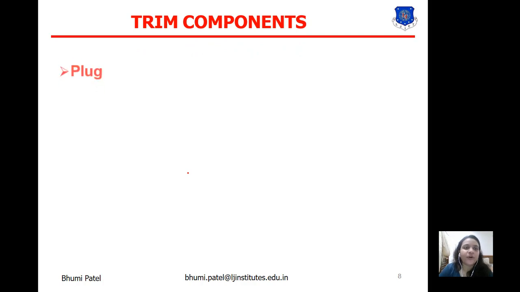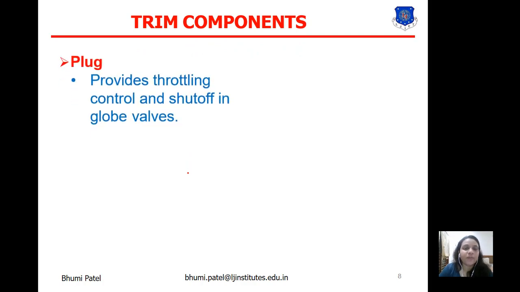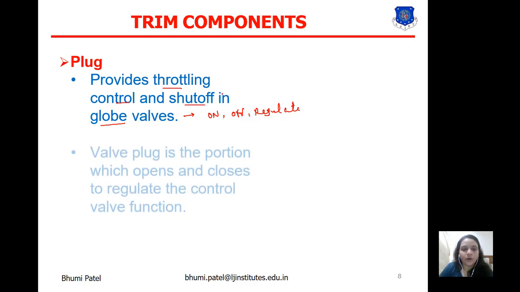So first component is the plug. Now what is the plug? The plug provides the throttling control and shut off in a globe valve. Now what is the function of a globe valve? Globe valves are generally used for on purpose, off purpose and regulate purpose. So what is the function of the plug? It provides the throttling control, meaning regulate, and shut off in the globe valve.